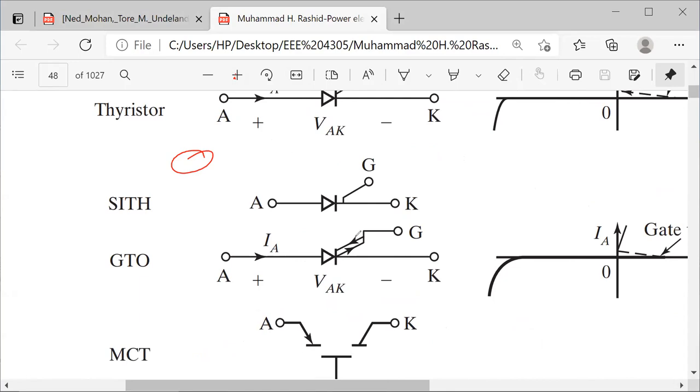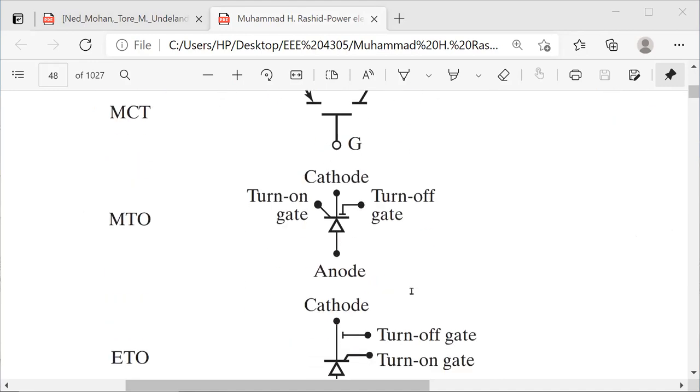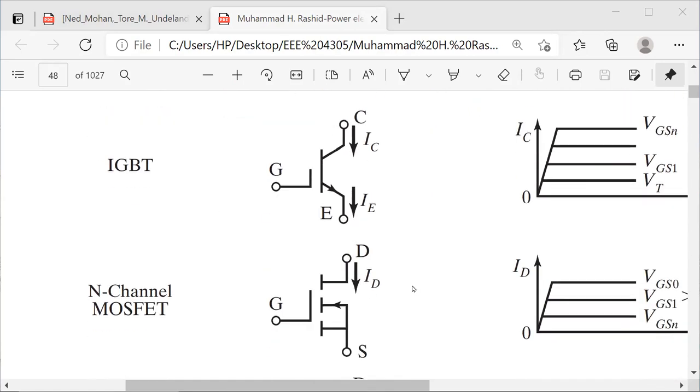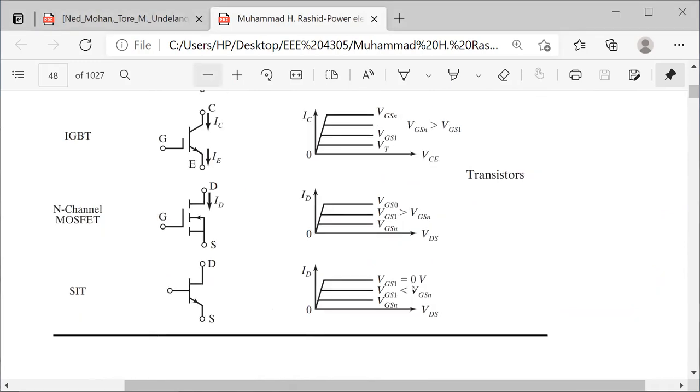Yes, if you apply a positive pulse, it will be turned on. If you apply a negative pulse, then it will be turned off. So this is the gate turn-off. And SIT has also the same thing. If you apply a positive pulse, it will be turned on, and if you apply a negative pulse, it will be turned off. So these are the devices that are available in the market. Okay. So you can have the idea of these devices' output.